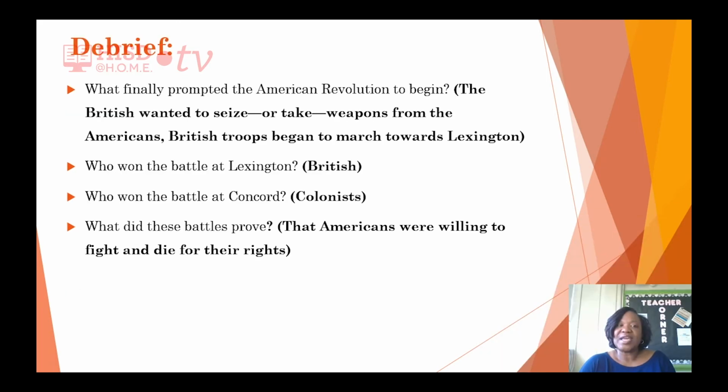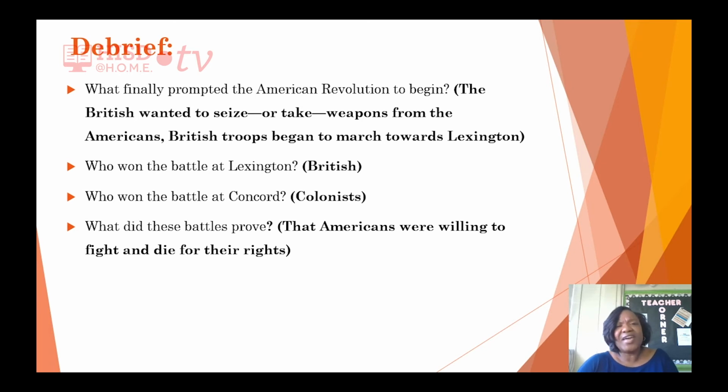Well, let's see. What finally prompted the American Revolution to begin? Well, the British wanted to seize or take away the weapons from Americans. The British troops, if you remember, began marching towards Lexington, okay? I don't think that was going to go down very well. Who won the Battle of Lexington? Well, the British did, but the colonists won the battle at Concord.